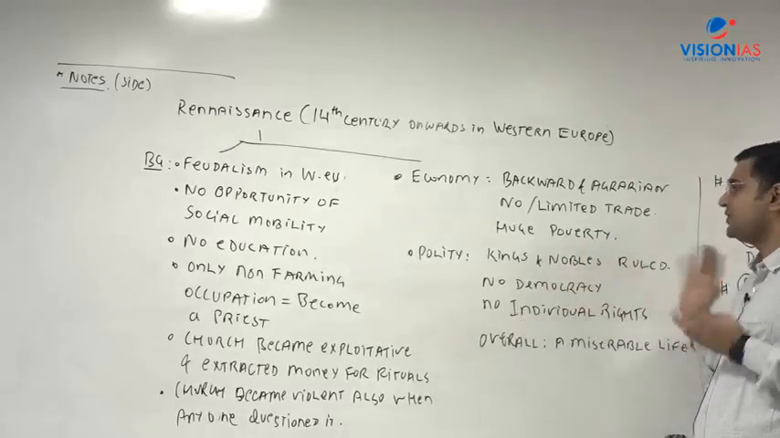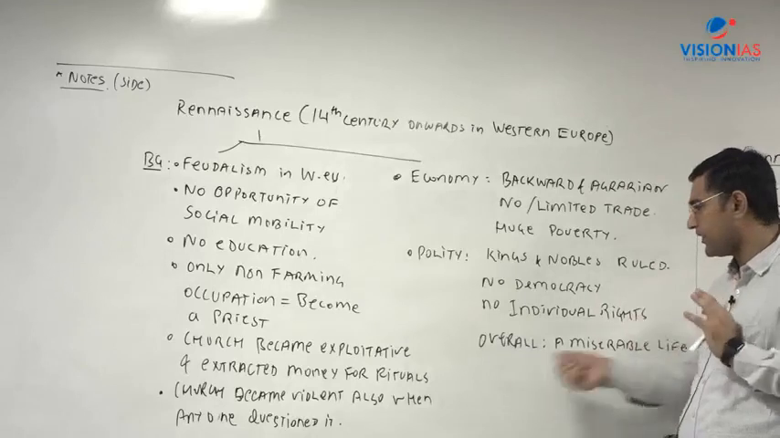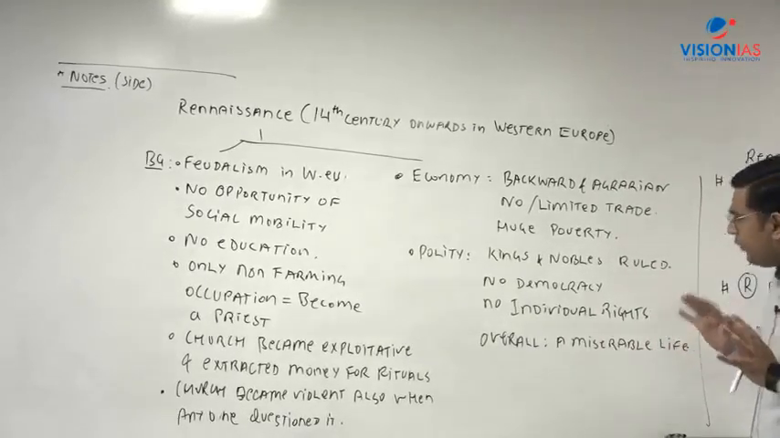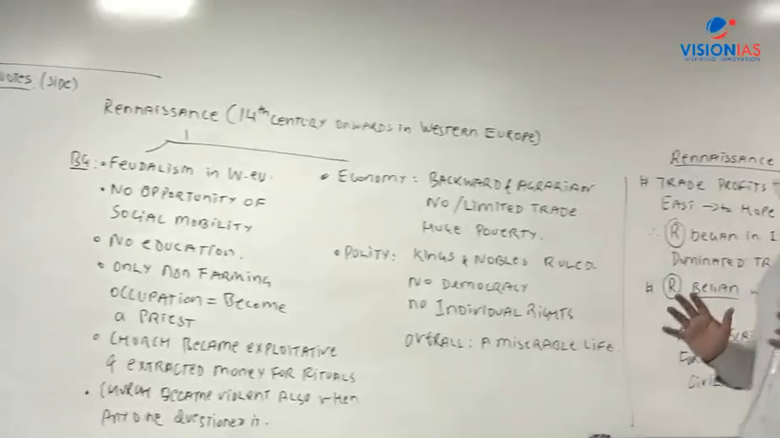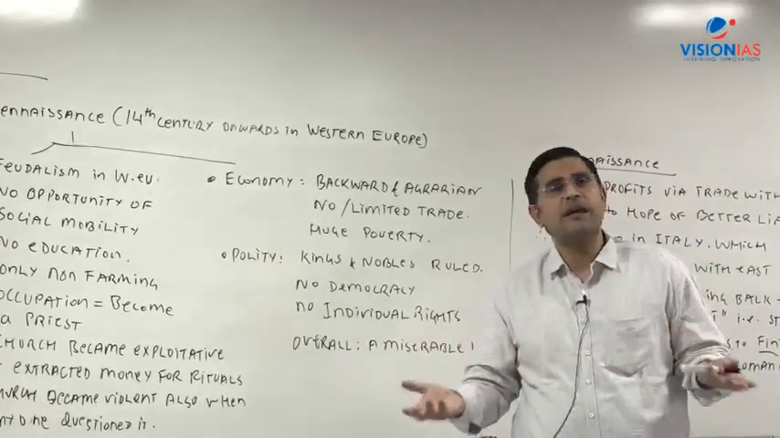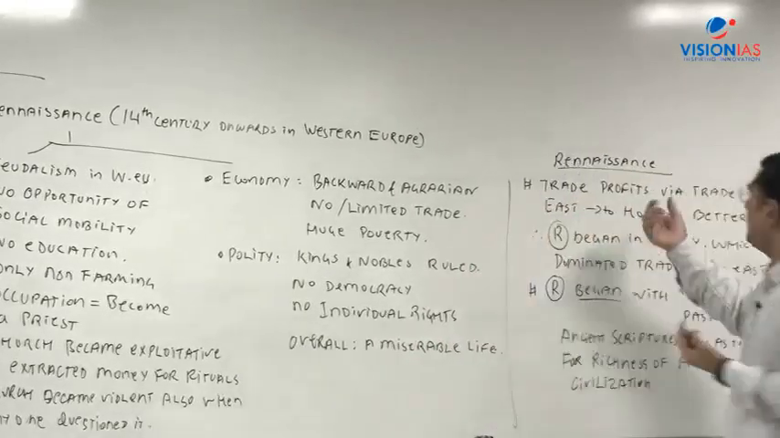Polity, kings and nobles, they ruled. No democracy was there, no individual rights were there, no rule of law was there. Overall, it was a miserable life, and people wondered why we have this miserable life. Church used to answer, you're born to be unhappy. It is a test by Jesus. Fine. Now, what is Renaissance?